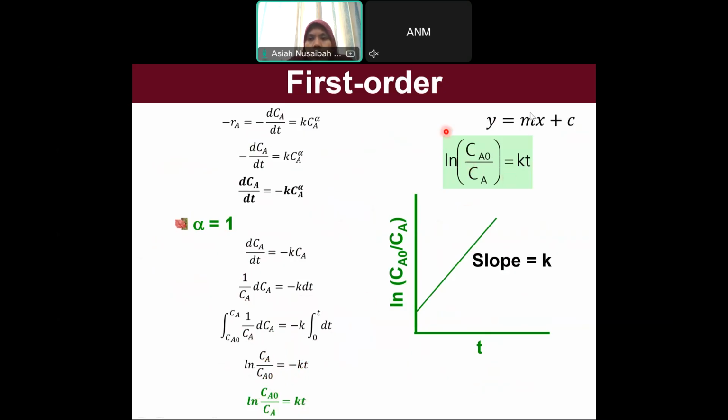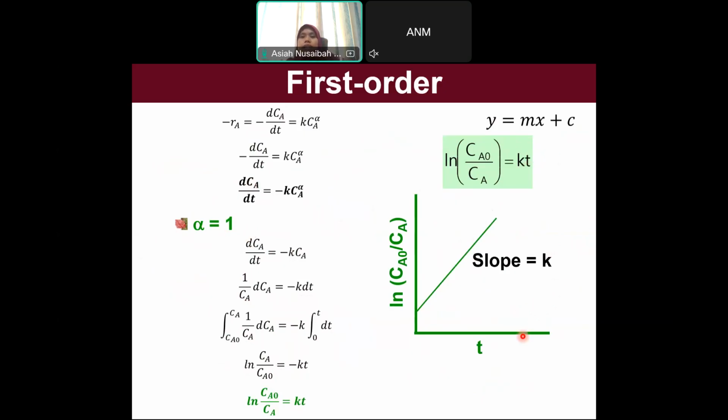You can see from this graph. Hence, to prove whether the reaction follows first order or not, we need to plot a graph where our y-axis will be ln CA naught over CA, and our x-axis will be time. If the R square is high, then we can say that the reaction follows a first order reaction and our slope will become k. Hence, we can rewrite the rate law.